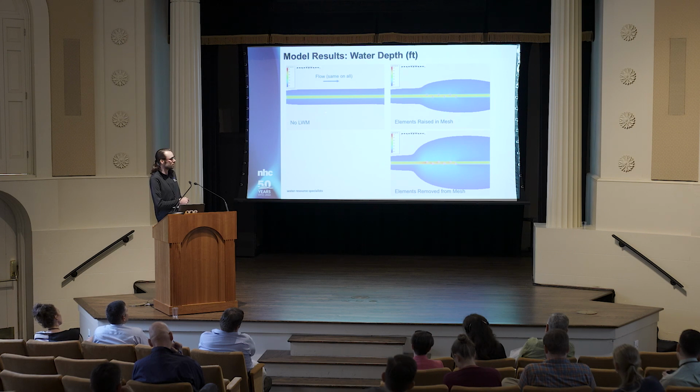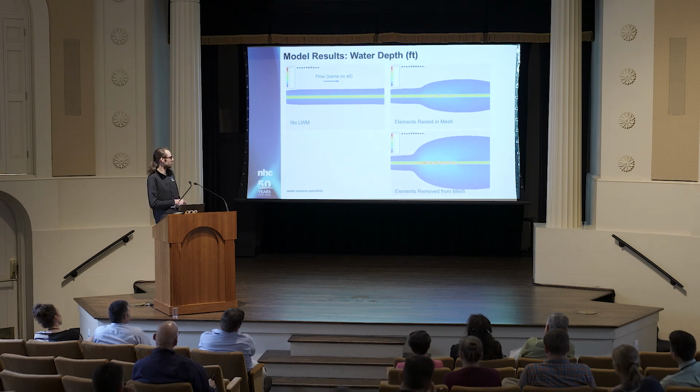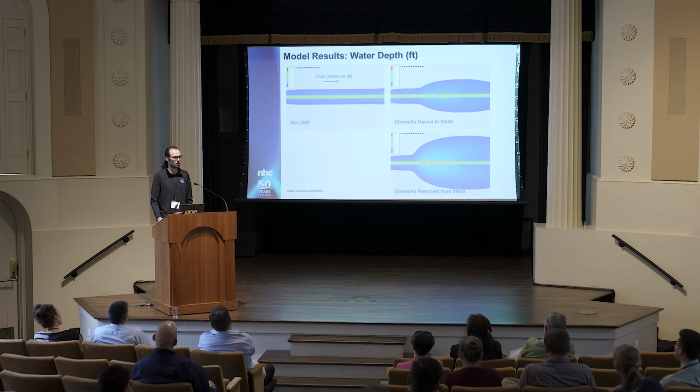Again, the top left is the version with no wood. The top right was with some of the elements being raised to represent the wood. And the bottom right is with the elements being removed from the mesh. In particular, especially with the elements being removed from the mesh, you can see these darker hot spots, the red values, the increased water depth upstream of each of those, similar to what Katie was describing with the pools upstream of wood that we observe in nature.